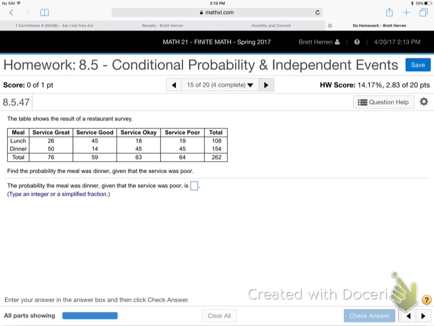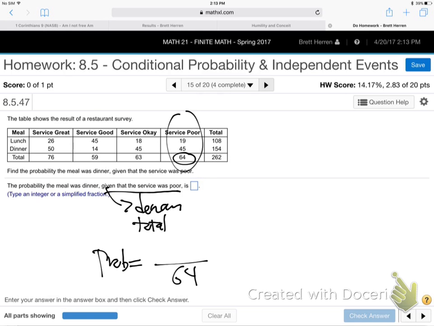So remember, what's given is always the denominator, right? Given is the denom. That's the total in the probability. So what's the denominator going to be? 64. Good. Is everybody dialing in on that? Because that's the total of the service poor, which is what we're being given.